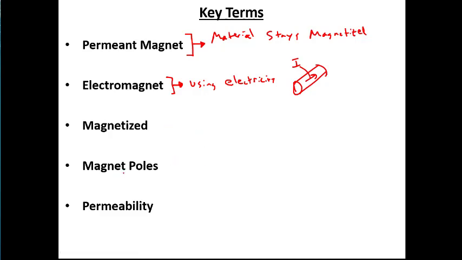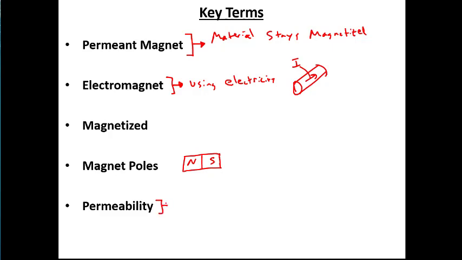Magnetic poles in a magnet, what we're going to find is that anytime we have a magnet, we're going to have a north pole and a south pole in the magnet. And this happens on the very small scales. So anytime we cut a magnet, we'll always have a north and south pole.